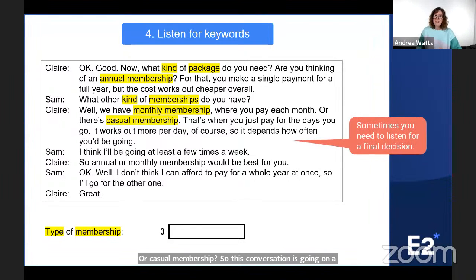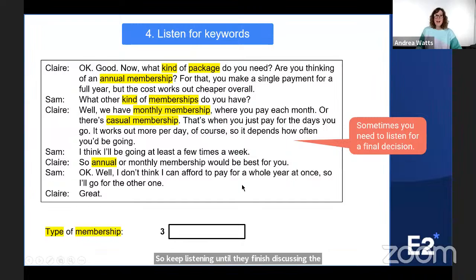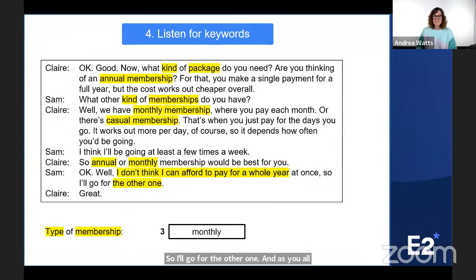And sometimes in IELTS, you need to listen for a final decision. So keep listening until they finish discussing the topic. She says, so annual or monthly would be best for you. And he says, I don't think I can afford to pay for a whole year, which would be the annual membership. So I'll go for the other one. And as you all said, the other one is the monthly membership. Good job.